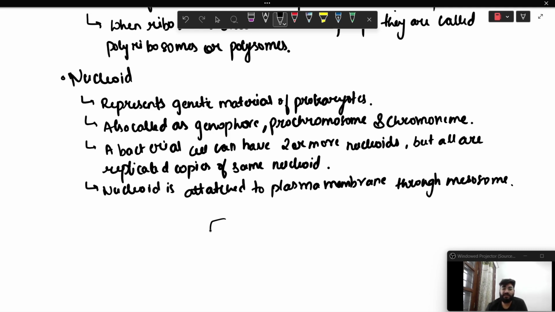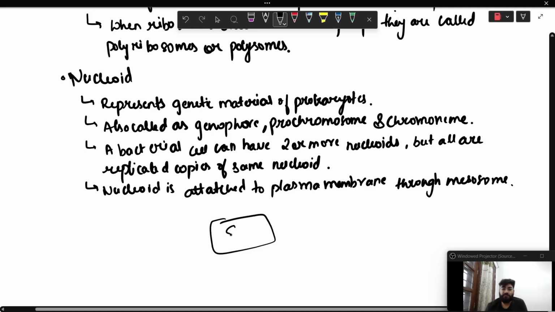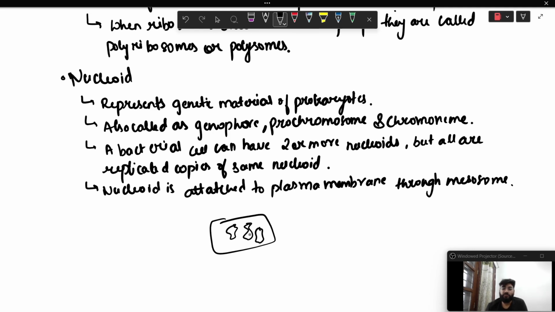When multiple nucleoids are present inside a bacteria, what we mean by that statement is that there can be more than two nucleoids present, but all of them have arisen from one single nucleoid. The nucleoid is attached to the plasma membrane through a mesosome. Which exact mesosome? The septal mesosome.